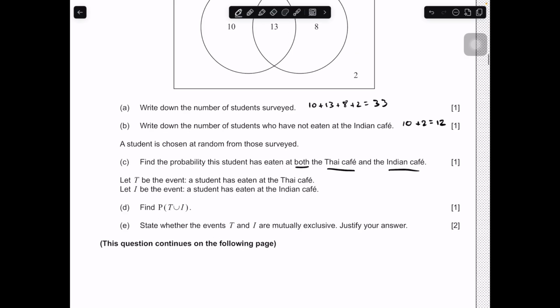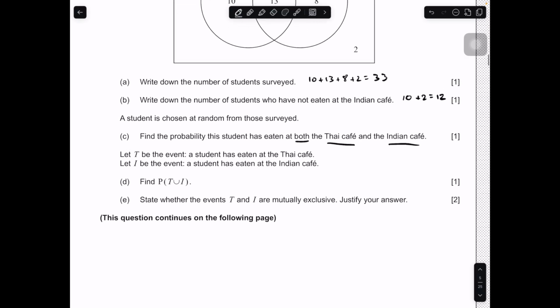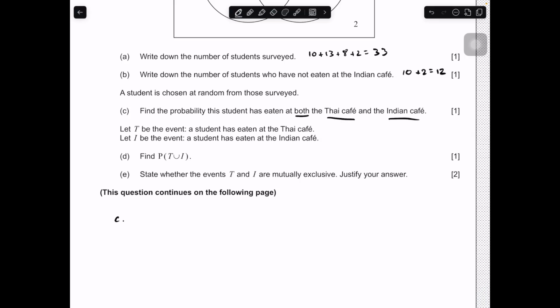Alright. So I think I might actually use a little more space below to write this out. So here we are with part C. So we want both. And let's call T the Thai cafe, and let's call I the Indian cafe. So we're looking for the probability that someone ate at both the Thai and the Indian cafe. I don't think we need this kind of notation for a 1-mark question, but sometimes this comes up, and it actually looks like it's coming up here, this set notation later on. This means the intersection, or we can read this as and.